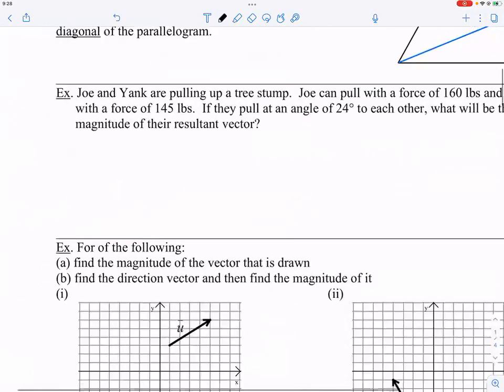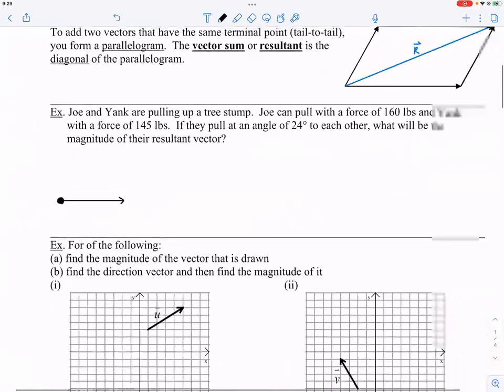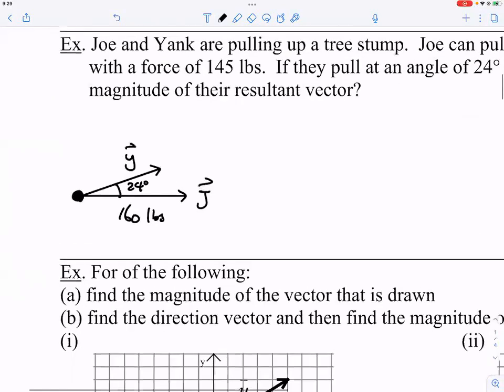Okay, so now I'm going to draw the initial picture first. This is considered the tree stump. Let's just say this is vector J for Joe, which is 160 pounds. And then you have another force that's 145 pounds, like this. That is vector Y, and this angle is 24 degrees. This is just to portray what's happening in reality.